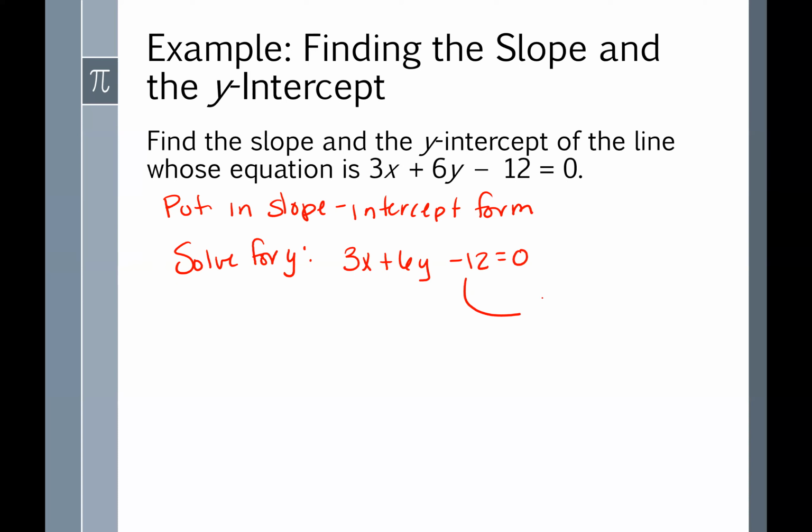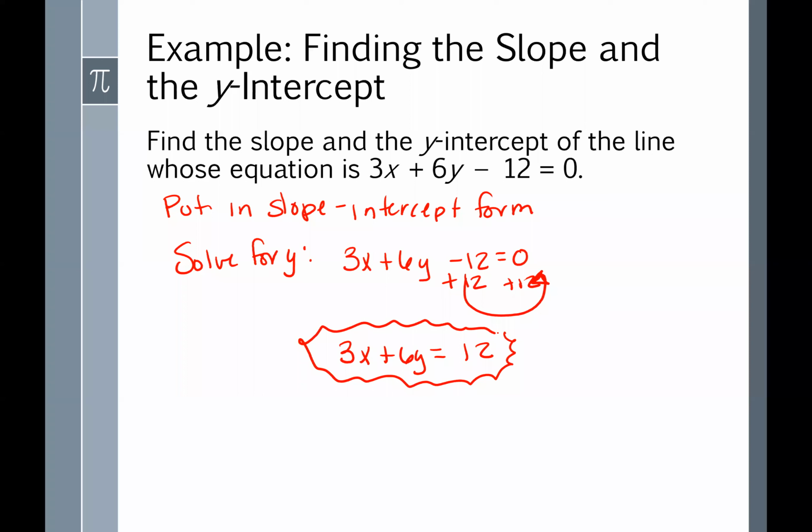Okay, so the first thing I'm going to do is move the negative 12 over to the right-hand side. When I move that negative from the left to the right, it's going to become positive because I am adding 12 to both sides to accomplish that. And this is the form that I like to use to graph intercepts. I can just look at that and tell you the x-intercept's 4 and the y-intercept's 2. So this is the form that I like to graph, but we're going to continue on.